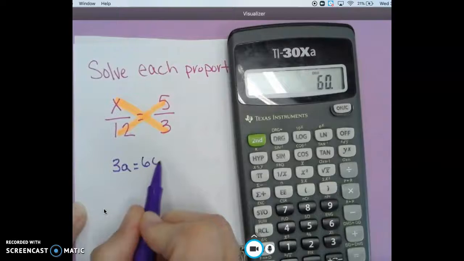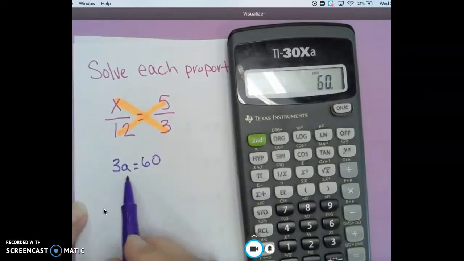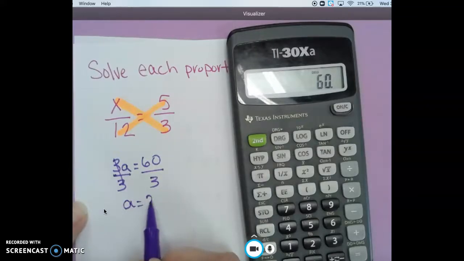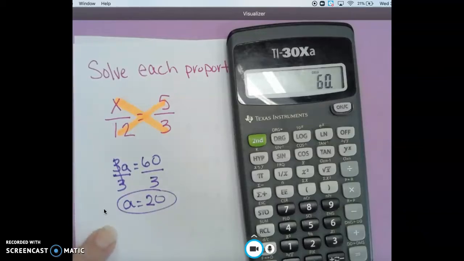So now this is what we were just solving. So if it's 3 times x, the opposite of multiplying is dividing. So we're going to divide both sides by 3, and x equals 20. Now the good thing is I can go back and check this.